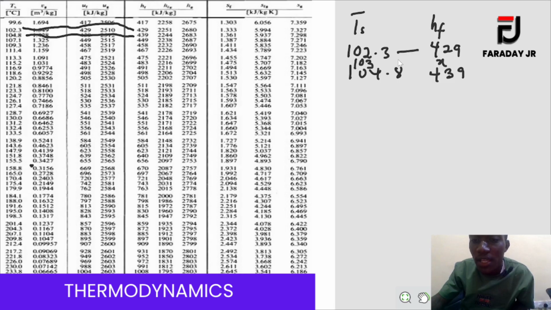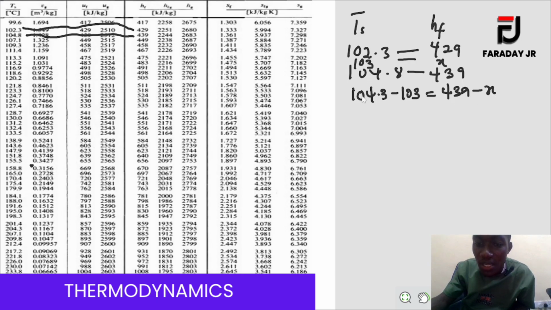Now, how do you go about it? Anytime you want to solve a question like this, first of all, anything that goes on this side will be exactly the same thing on the other side as well. So for instance, let's see. First we subtract 103 from 104.3, that is 104.3 minus 103. That is equal to the same thing on this side, so we're going to have 439 minus x here.